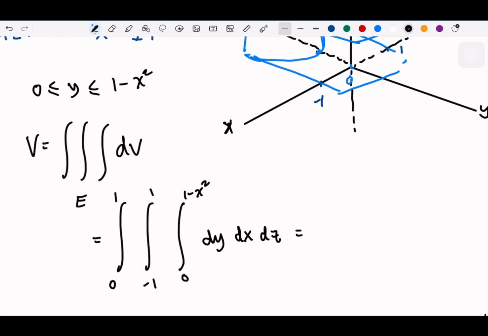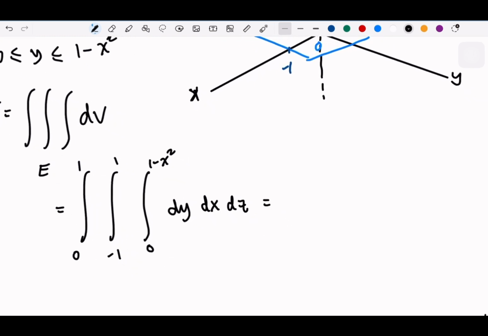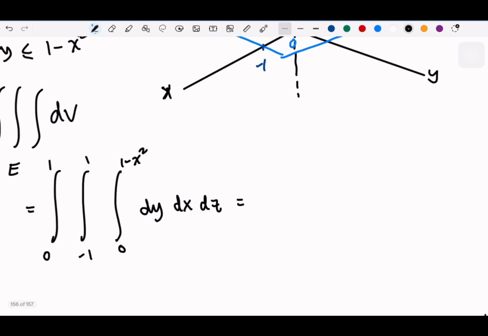And then we can take, for example, if we take first the dy, it becomes 1 minus x squared.